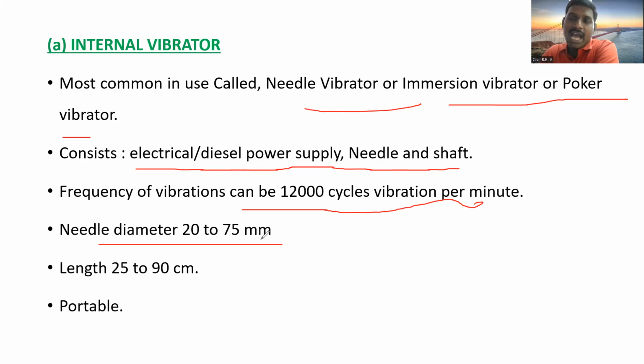we are constructing a dam, heavy beams, girders. For that purpose, the greater size needle is used for compaction. And the length of the needle is generally 25 to 90 centimeters, from 25 centimeters to 90 centimeters. It means up to 1 meter length of the needle is there.